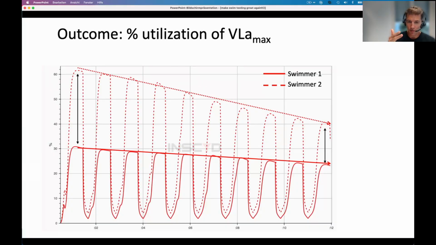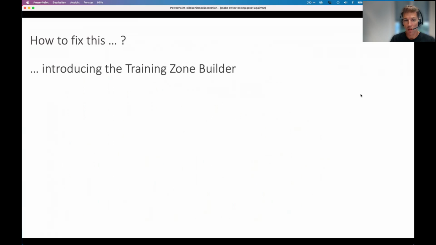So different training stimulus, not only on the aerobic system, but also on the glycolytic system, a huge difference on the glycolytic system, and a massive compound effect. Depending on what this training aimed to do, that's the other question, it's the context. But what is clear is the outcome. The training stimulus for swimmer number 2 and swimmer number 1 are vastly different. So how to fix that? How can you avoid that?